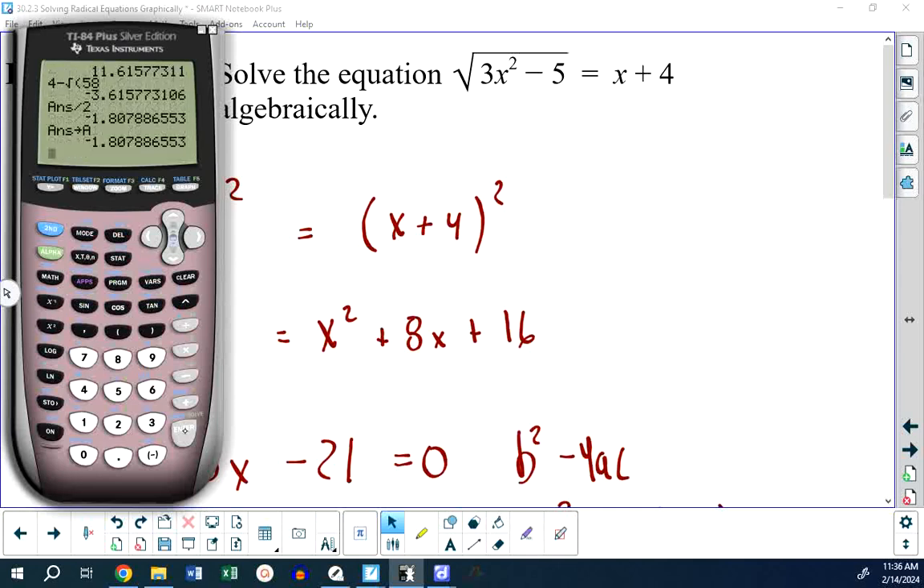And now if I want to check out this equation, I can take the square root of 3 times my answer squared minus 5. This is the left side. And I can take my answer plus 4. This is the right side, and they're equal. But there's not really a nice way to do it on paper. So let's solve this graphically. The square root of 3x squared minus 5. I'm going to go equals x plus 4. I'm going to solve it using the y1 equals y2 method.